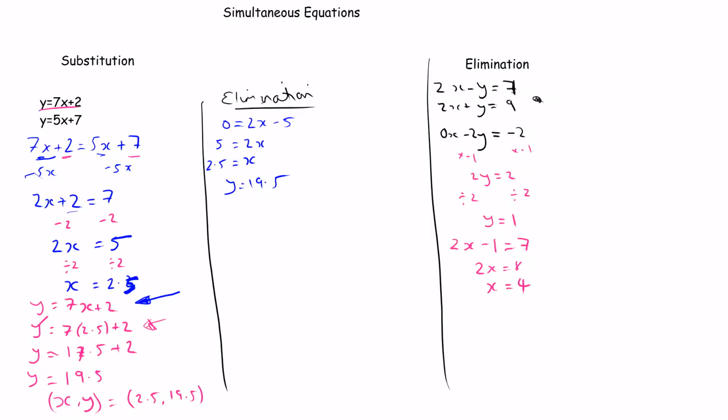So why do we have the different methods? Obviously, in these two examples, elimination worked out a lot quicker. However, that won't always be the case. So it is useful to know the two methods in order to be able to answer every question to do with simultaneous equations. I hope this has been useful. Thank you for watching.